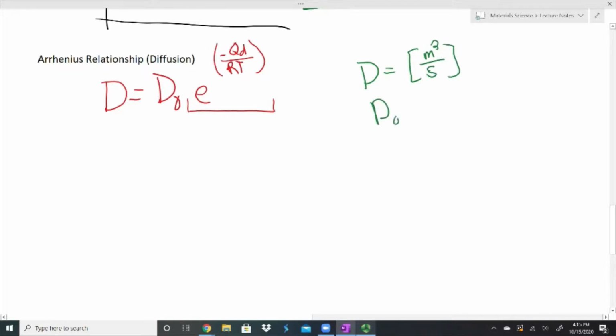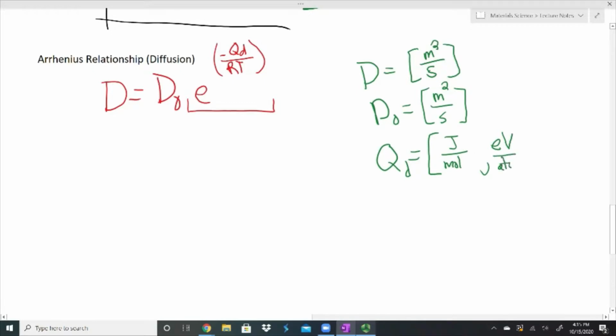I have my D naught, that's my pre-exponential. And this, again, is going to hold the same units as the answer. It has to. That's why it's there. At least one of the reasons why it's there. QD is my activation energy, and it is going to be something like joules per mole, or on the really, really small scale, we could be doing something like electron volts per atom. And now T is our absolute temperature. We want to use an absolute temperature scale so we don't have our negative up here in our exponent. So we're going to use Kelvin here.